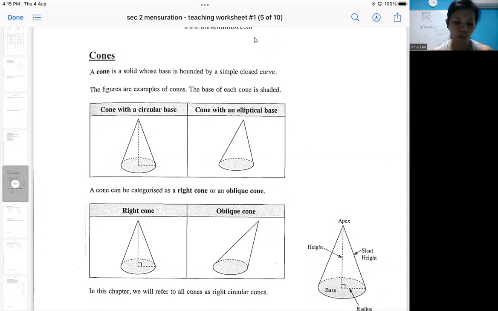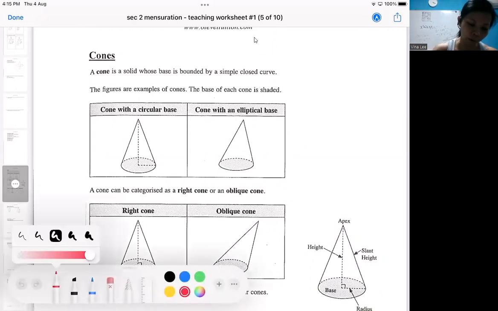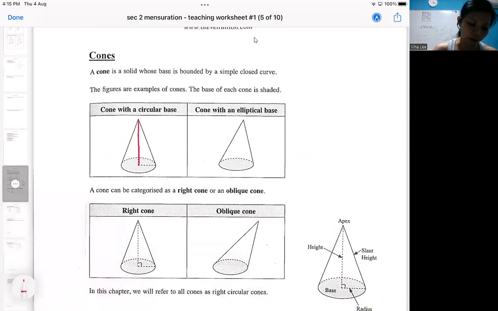So again, there are two kinds of cone. It can be a right cone, where the top will hit the bottom right at the center in a perpendicular manner. So these two are a right cone. This one will be in the middle, and this part will form the radius, the base radius.